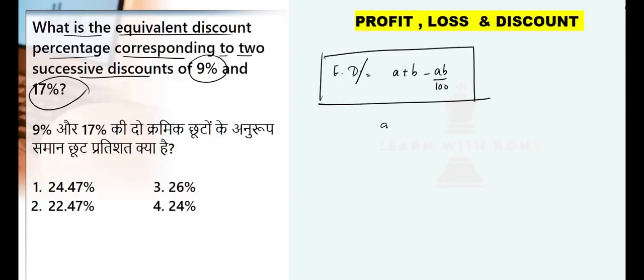So here A is 9 and B is 17, minus 9 times 17 by 100. 9 plus 17 is 26, minus 9 times 17 is 153 by 100, so 1.53. So 26 minus 1 is 25, 25 minus 0.53 is 24.47%, which is our answer, option number 1.